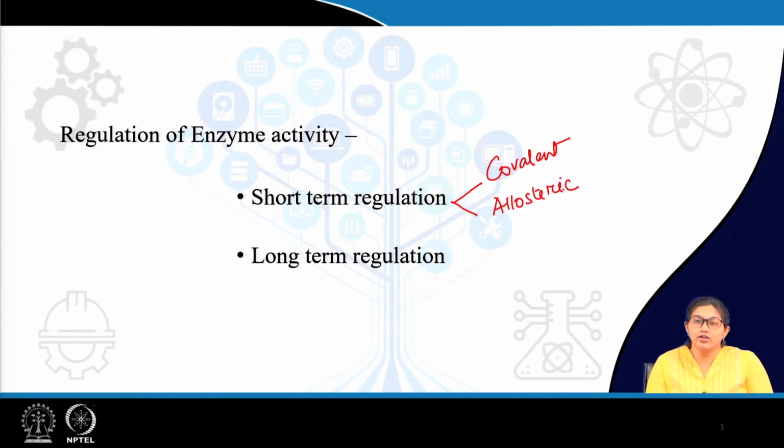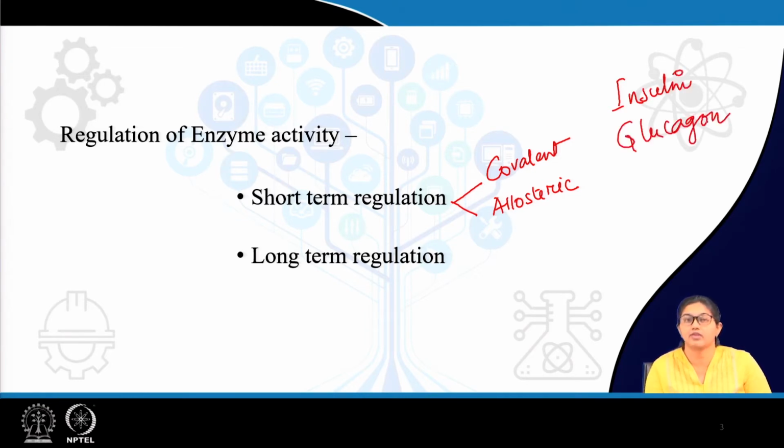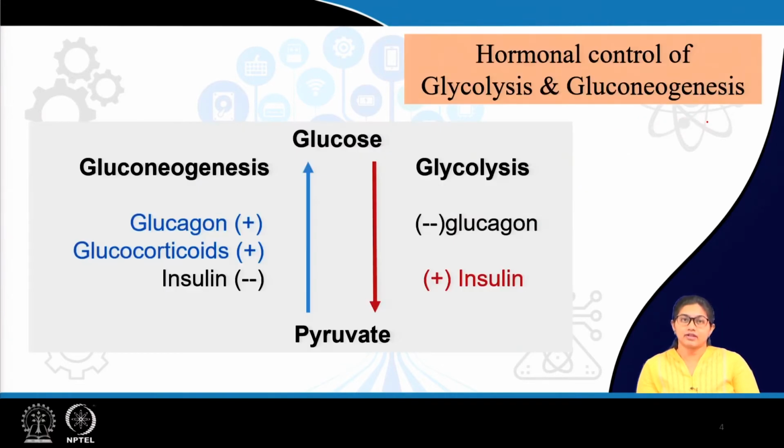Now, in glycolysis and gluconeogenesis, we will see that this short term regulation as well as long term regulation are mostly controlled by two most important hormones. One is insulin, another is glucagon. So, this is the hormonal control of glycolysis and gluconeogenesis. Here, for formation of pyruvate from glucose via glycolysis, insulin stimulates the function. So, insulin stimulates glycolysis, whereas glucagon just serves the antagonistic role here.